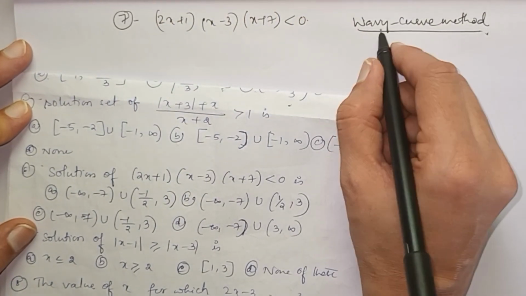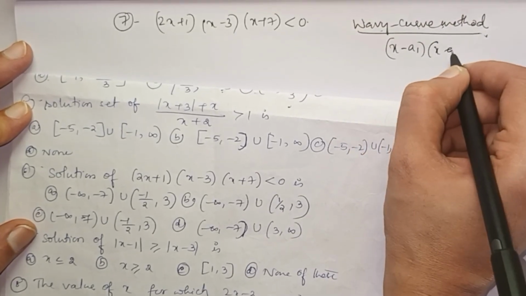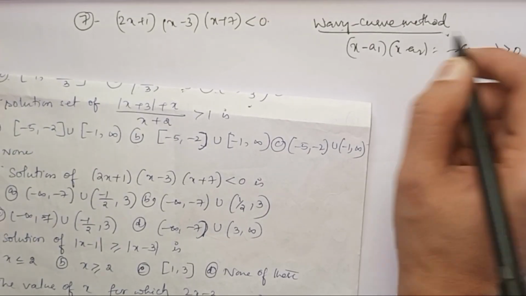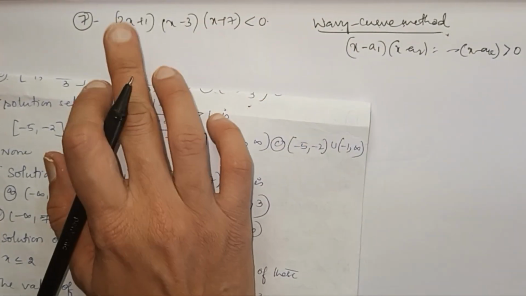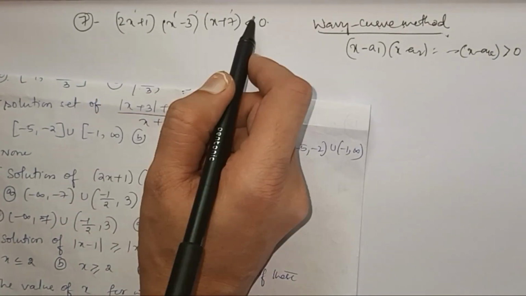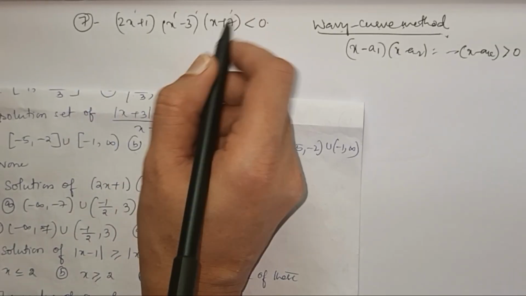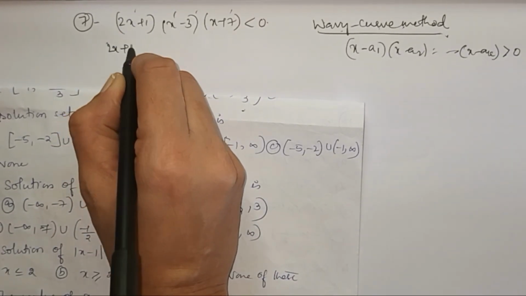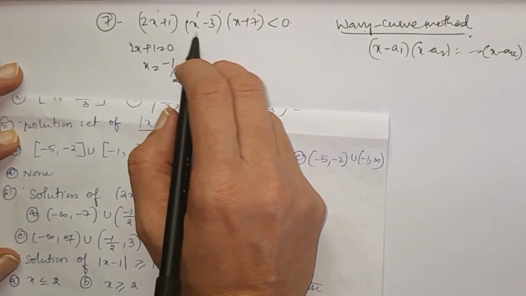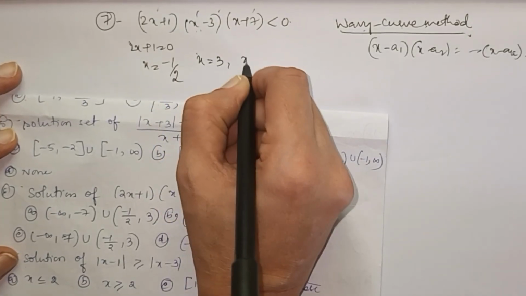See, for example, to apply wavy curve method, you should have the factors x minus a1, x minus a2, x minus a3, and so on up to x minus ak, either less than 0 or greater than 0 in this way. So x term must be first always. So in all the three cases, x is first, then you have some constant term. Now when you equate this to 0, 2x plus 1 equal to 0, you will get x equal to minus half. So possible values of x which make the expression 0 are x equal to 3 and x equal to minus 7.